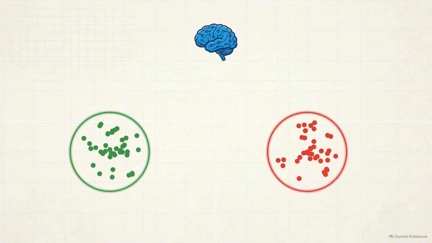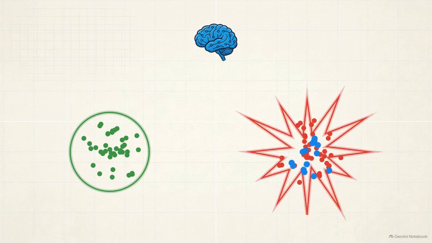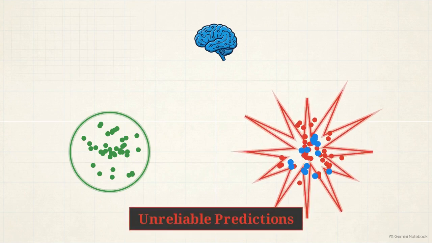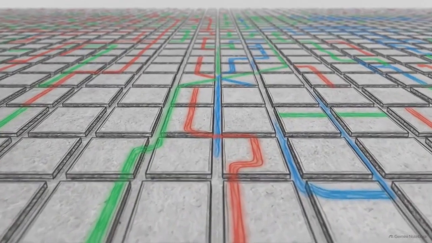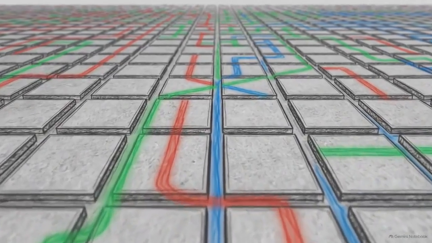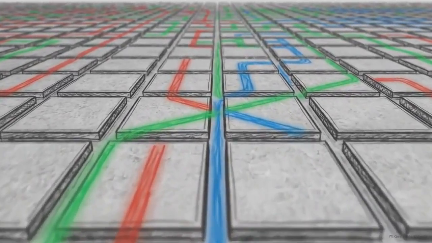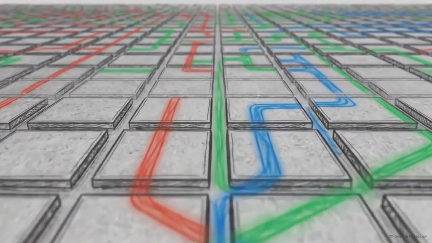But there is a risk. If a human accidentally labels a bunch of blue pixels as red before the AI studies them, that bad data confuses the system and ruins its ability to make good predictions. We call this garbage in, garbage out. If we give the AI bad training material, we're going to get bad results. Remember, an AI doesn't have common sense. Its intelligence depends entirely on the quality and accuracy of the data we provide.